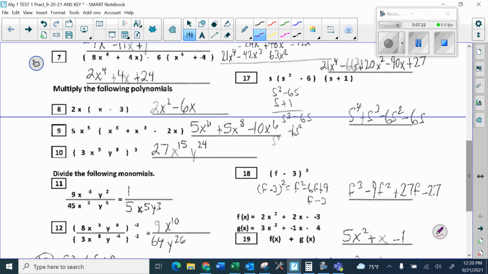Distributive property. When you multiply variables, remember these are called bases, like bases together, you add their exponents.